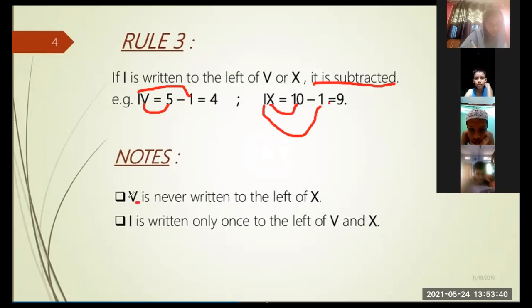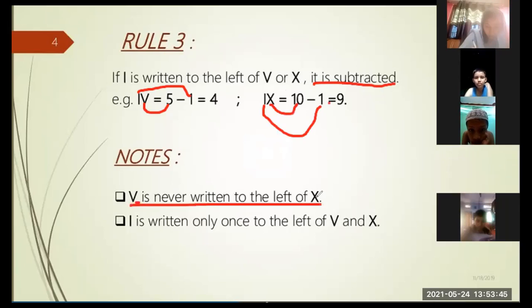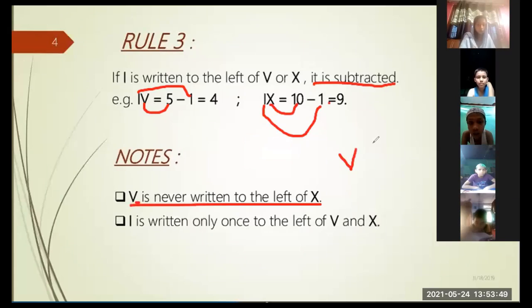Remember that one. 5 is never written to the left of X. That means we will not write like this at any time, on the left side of that X. Understood? This way we will not write anytime. That V is never written to the left of X.